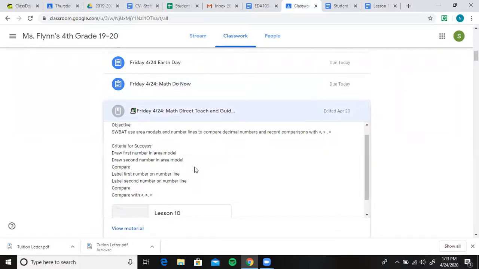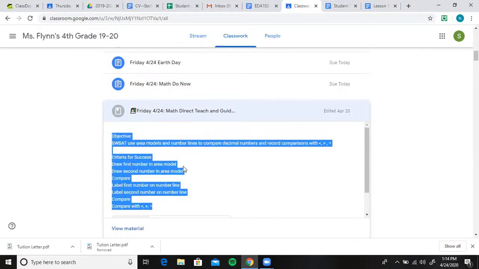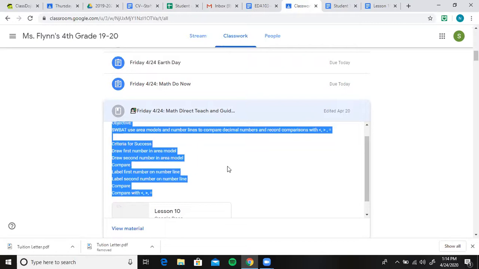So today we are going to be practicing comparing our fractions like we were doing yesterday. Our objective today is students will use area models and number lines to compare decimal numbers and record comparisons with greater than, less than, or equal to. So our criteria for success is we're going to draw the first number in an area model. We're going to draw the second number in an area model. We are going to compare. We're going to label the first number on a number line. We're going to label the second number on a number line. We're going to compare, and then we're going to compare with greater than, less than, or equal to.